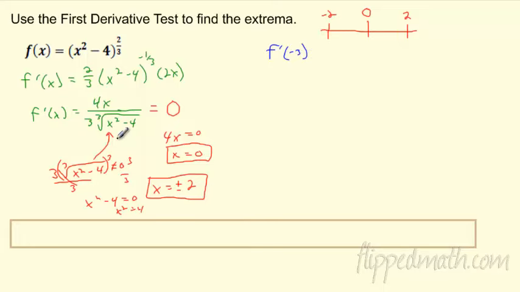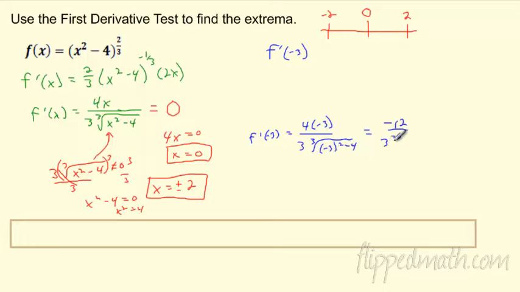So if I put negative 3 into this derivative, these are crazy functions here. What is f prime of negative 3? So I put negative 3 in there. I'm going to have 4 times negative 3 all over 3 times the cube root of negative 3 squared minus 4. So I'm really looking for what is the sign here. So I'm going to have a negative on top. Square this, I'm going to get 9. 9 minus 4 is 5.